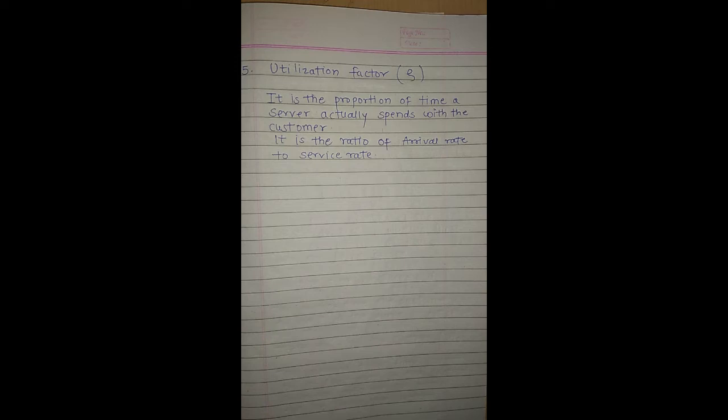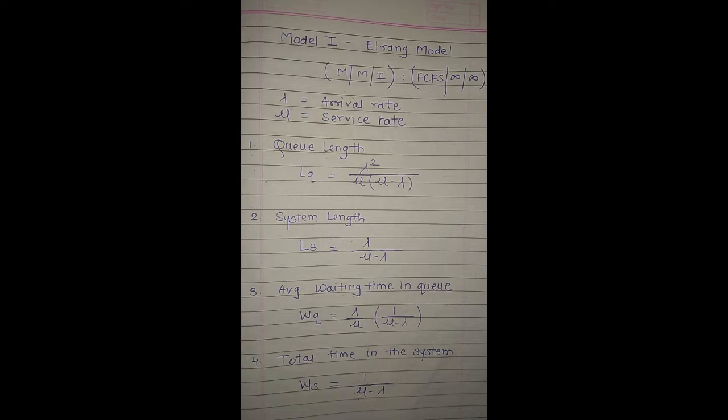Now let us see the first model of the queuing system, that is the Erlang model. It is denoted by M/M/1/FCFS/infinity/infinity. Now this is the formula list for the Erlang models. Now here lambda means the arrival rate and mu means the service rate. The first formula is to derive the queue length.